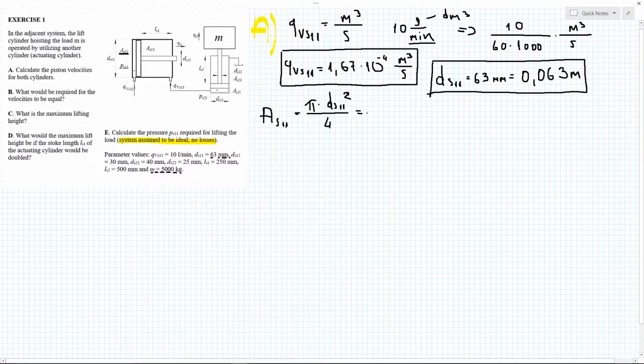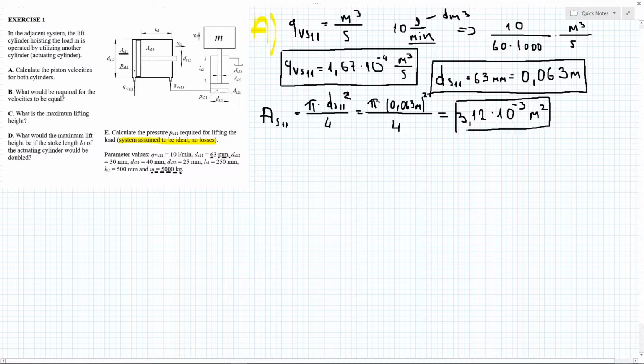Okay, so pi times 0.063 meters squared divided by 4. And what we get for area is 3.12 times 10 to the minus 3 meters squared. Okay, so this is the area of the front of the piston of the actuating cylinder.